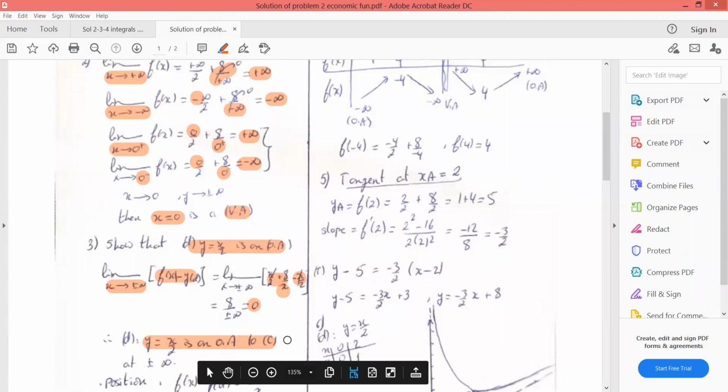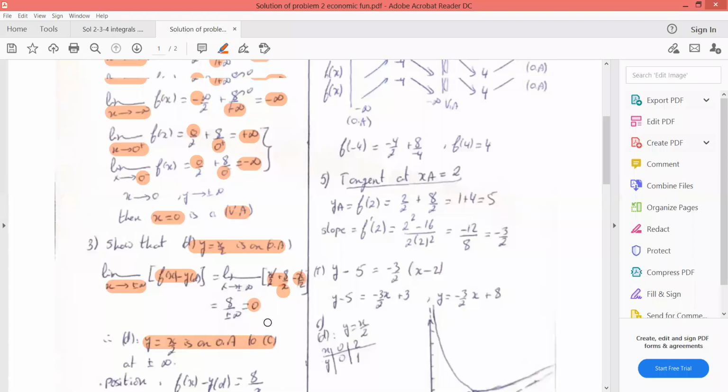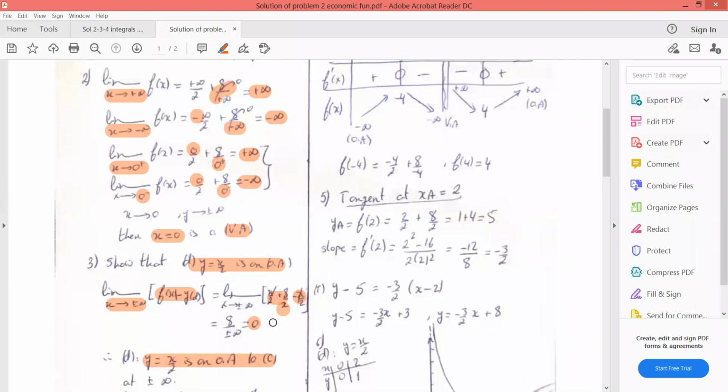Please, does anyone have a question? No. Study the position. How to study the position between the curve and the line? What do we have to do? Table.